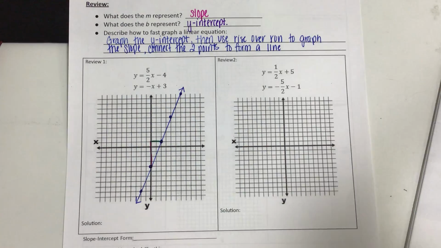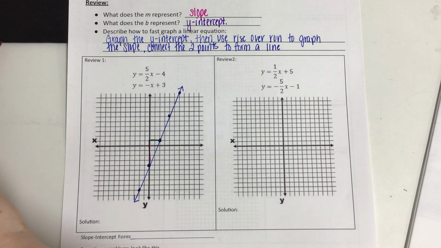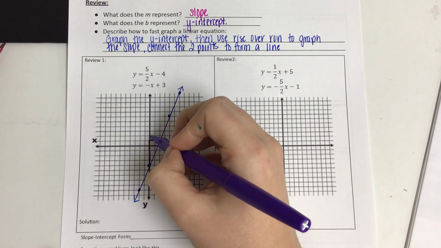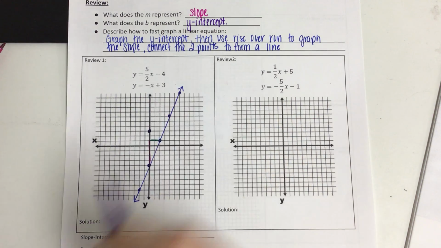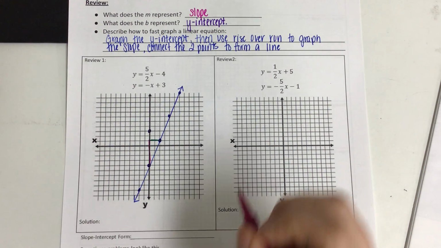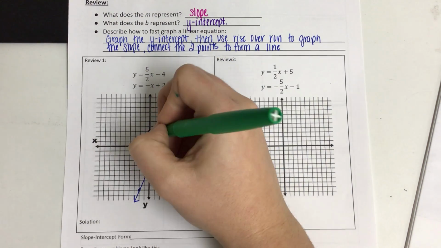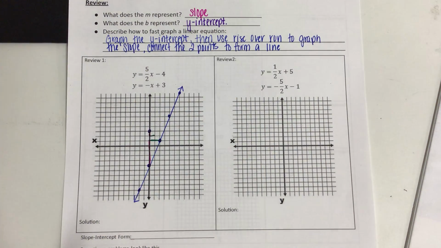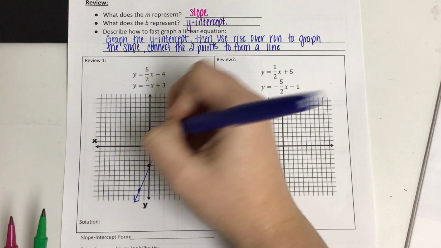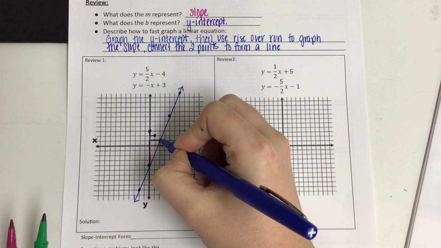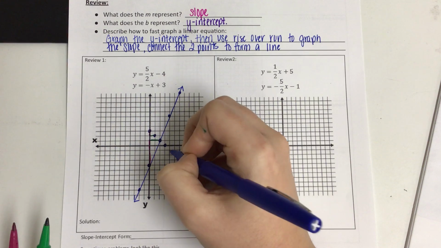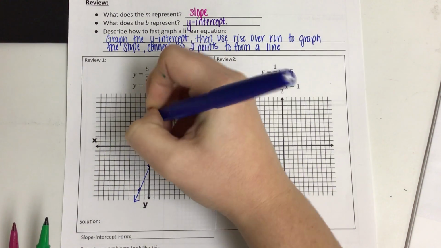Then our second equation, we begin at positive 3. And then our slope is negative 1. So that means we're going to move down 1, right 1 to get our new point. We will continue to go down 1, right 1, and we already see our intersection here. We'll continue to do this just a little bit so we can draw our line a little bit better.